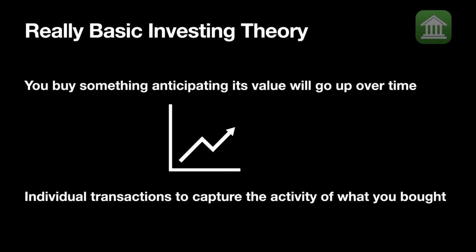So here is some very basic investing theory, right? You buy something and you anticipate its value is going to go up over time. And the idea is once it goes up in value, you could sell it and you will have made some money. Very, very simple take on investing. But I bring it up because in Banktivity, you're going to use individual transactions within an account to capture the activity of what you are buying and selling.